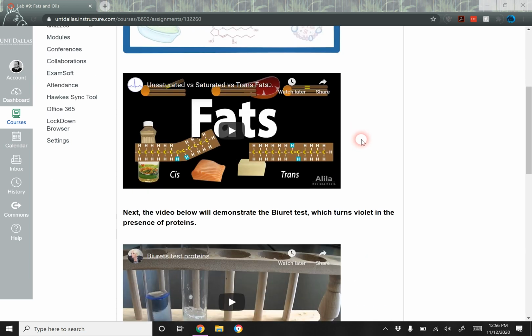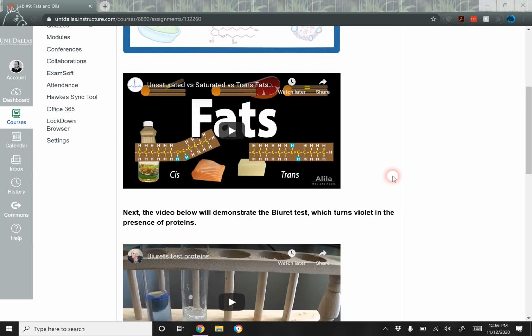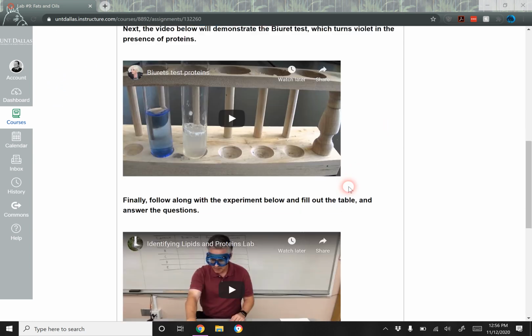And then after you're done with that, if you will watch this demonstration of the Biuret test, this is a test that tests for proteins. So if it turns a violet color, which you'll see in the video, that means that there's a protein present. If it doesn't turn, then essentially we can assume there's no proteins present. Okay, so watch those videos. So hopefully you'll learn some things about fats in your diet, lipids in your diet. And then you'll learn about the Biuret test.